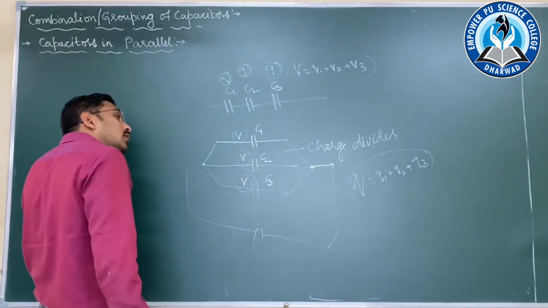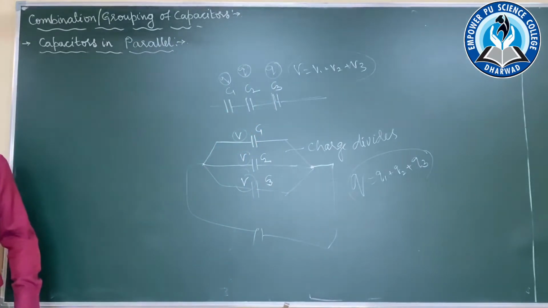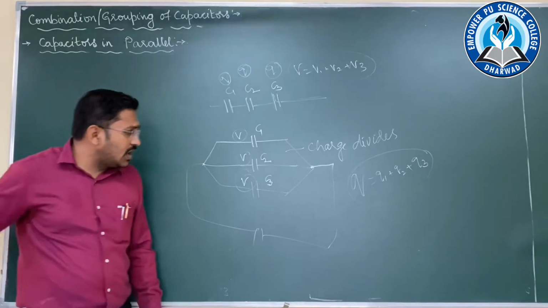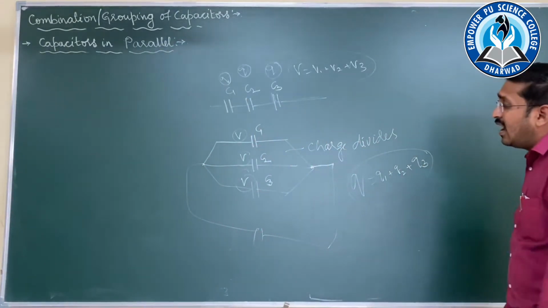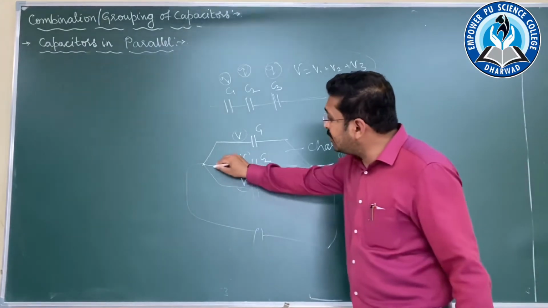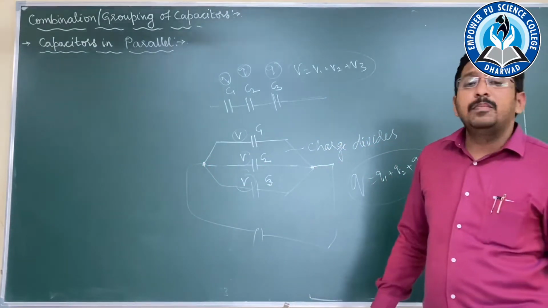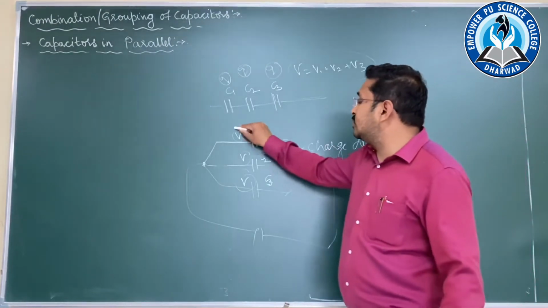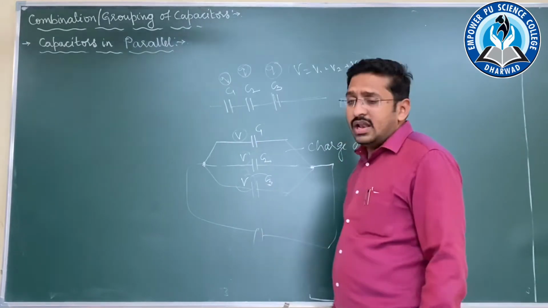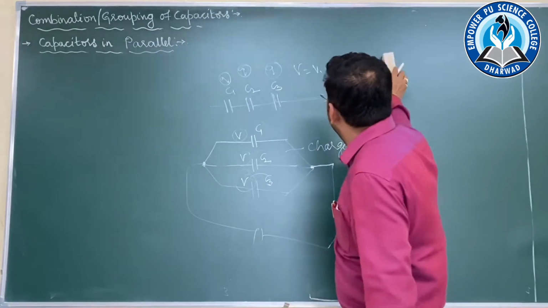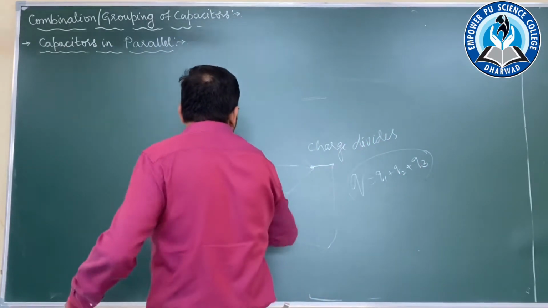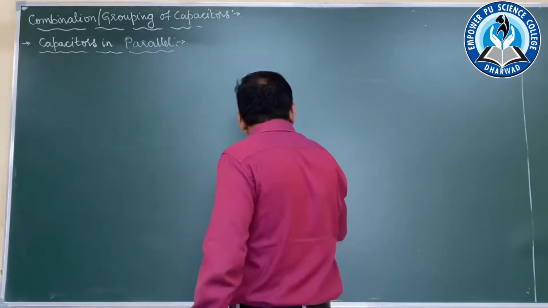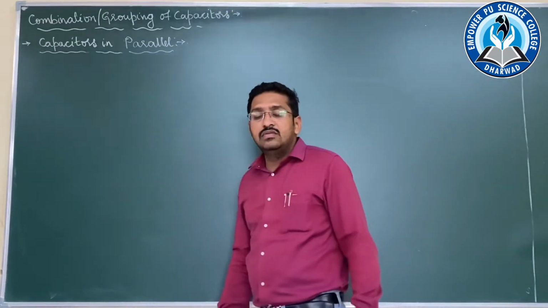Now one thing you must remember: capacitors are said to be connected in parallel if they are connected between the same two points, so that the potential across each of them remains the same. And the total charge is equal to the sum of individual charges.